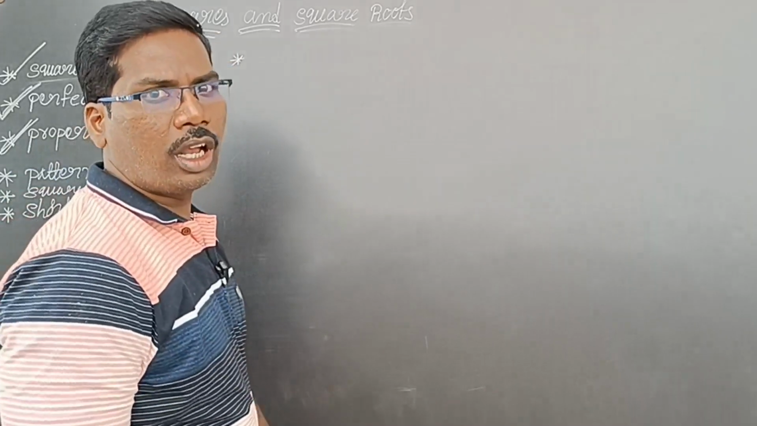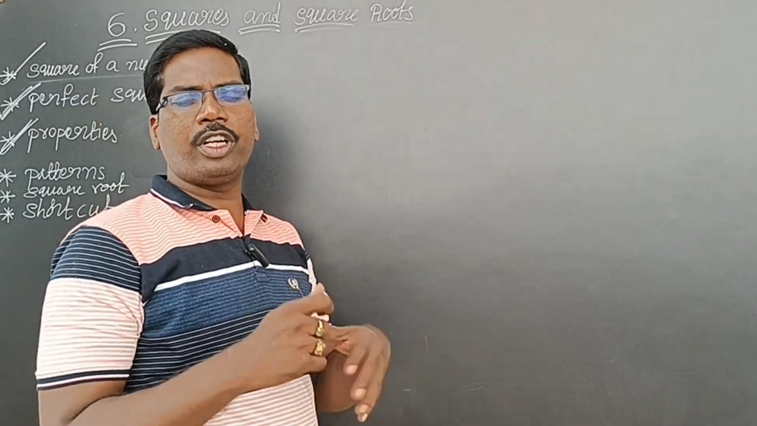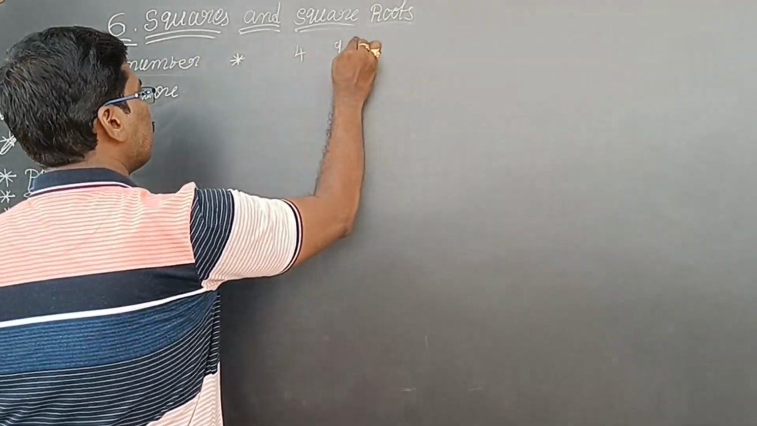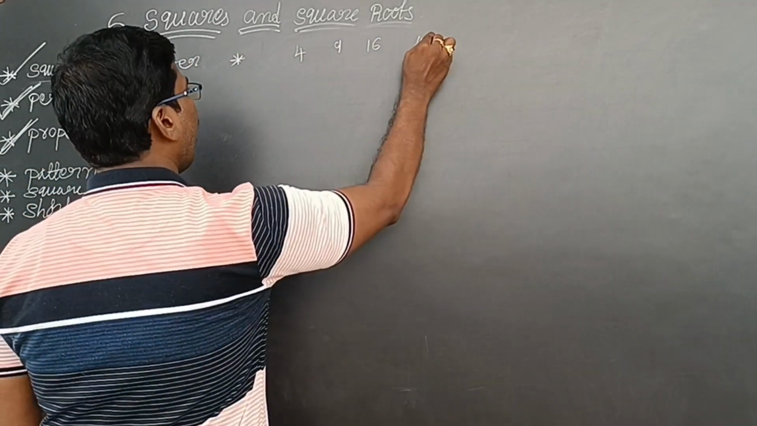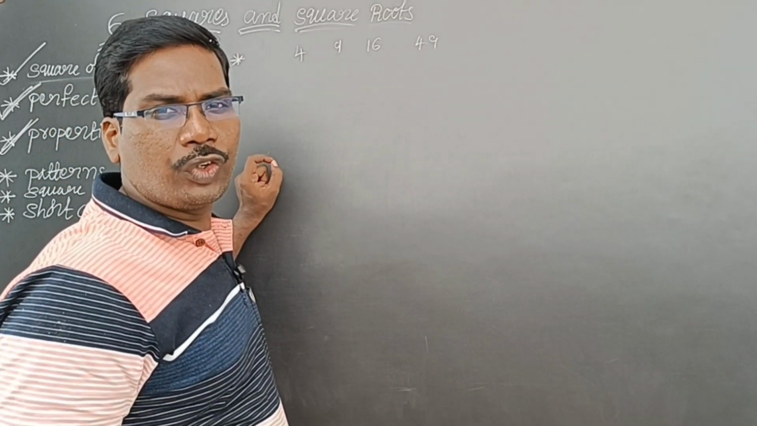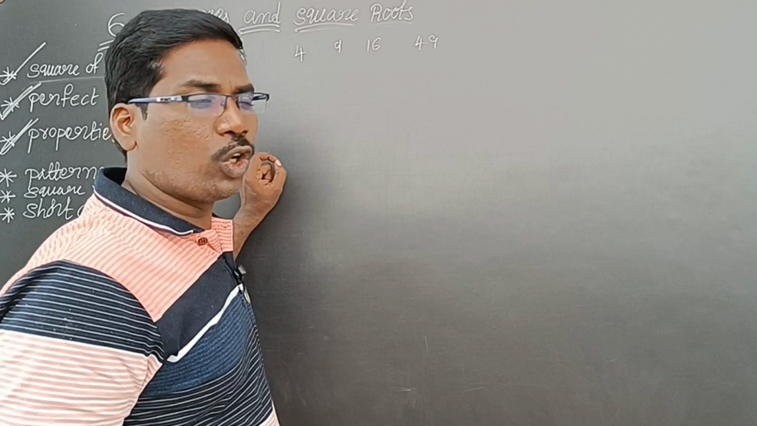Any square number other than 1, if you take any square number, like 4, 9, 16, 49, any number you take, and divide that number by either 3 or 4, you will get a remainder of 0 or 1.